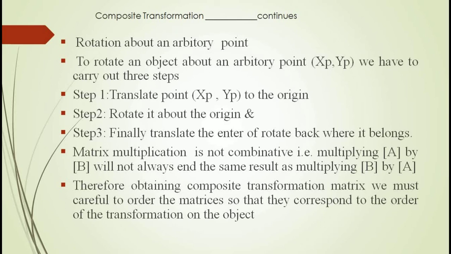Matrix multiplication is not commutative, that is multiplying A by B will not always give the same result as multiplying B by A. Therefore, in obtaining the composite transformation matrix, we must be careful to order the two matrices so that they correspond to the order of transformation on the object.